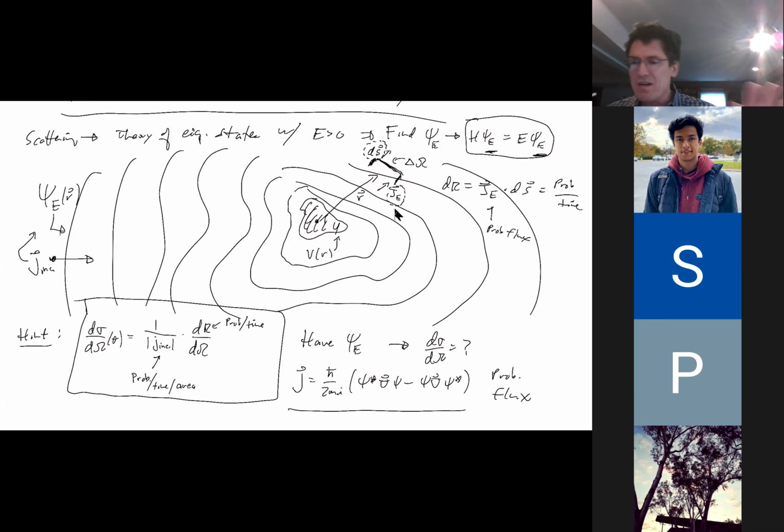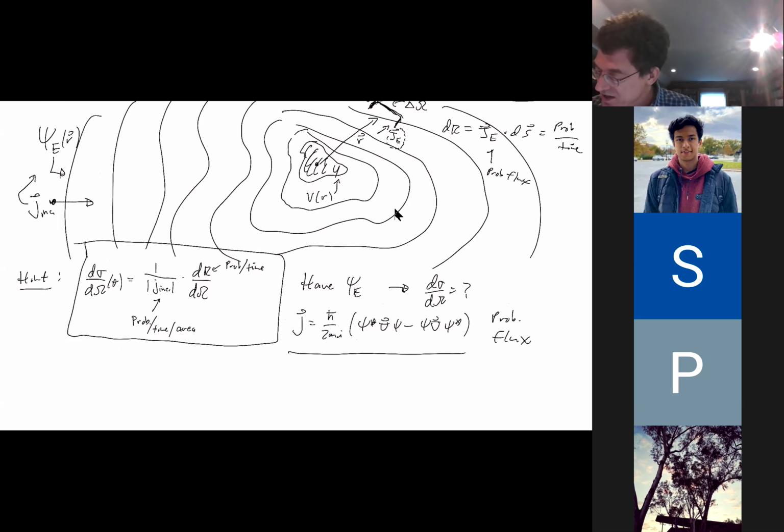It's like water flux through a hose. How much water is flowing through the hose? You have to integrate the water flux over the cross-sectional area of the hose. So that should look kind of familiar.